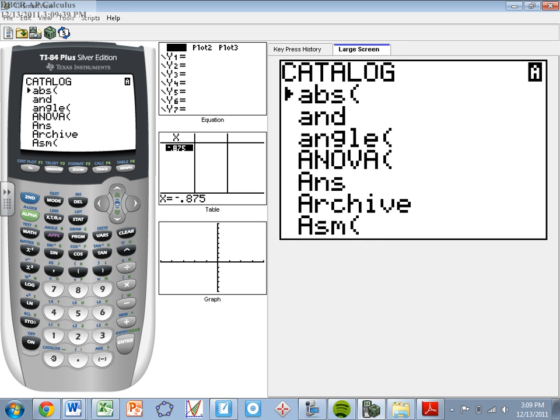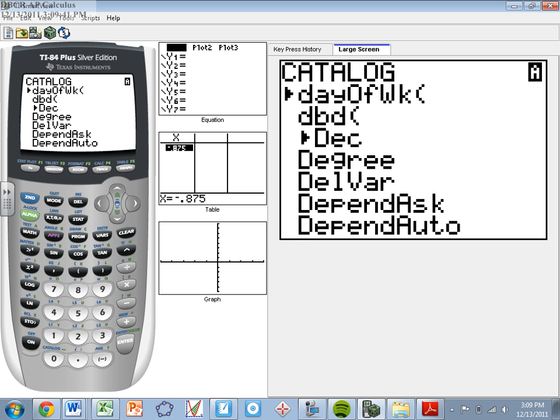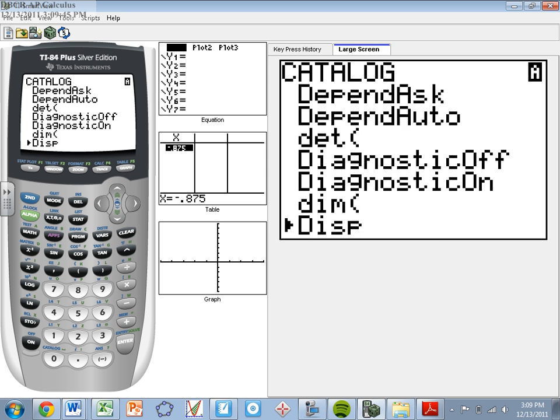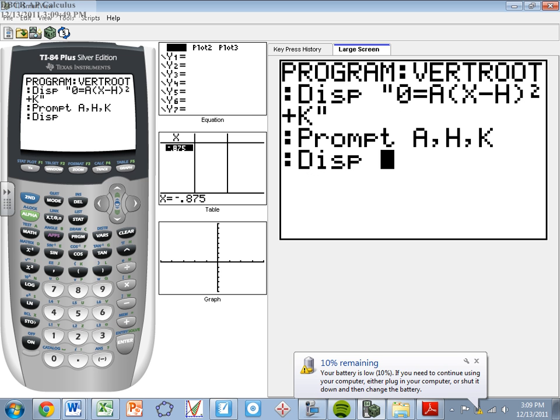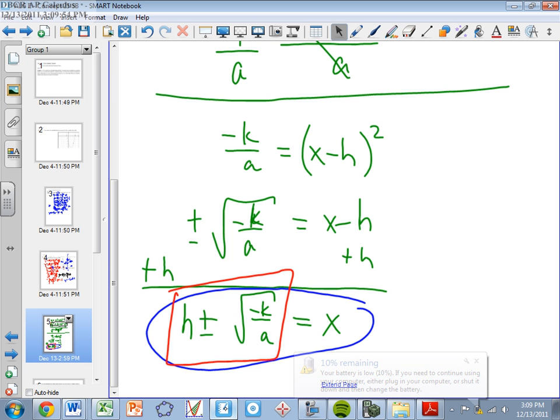Second catalog. Hit the D character, go down to display, under GISP, hit enter. Now, I want to display what I have circled in blue there, or the red box. That's what I want to display on the screen. So, for this part, you got to remember, start with H, then do the plus first, then use your square root key on the calculator.